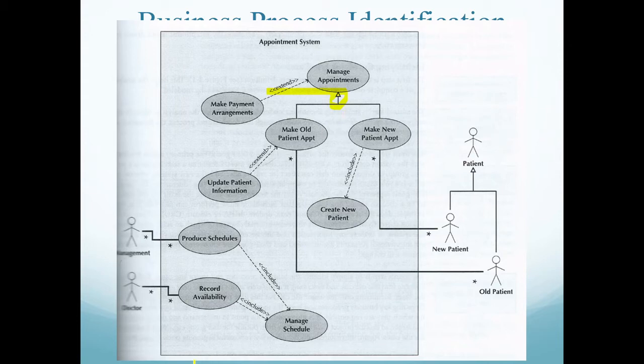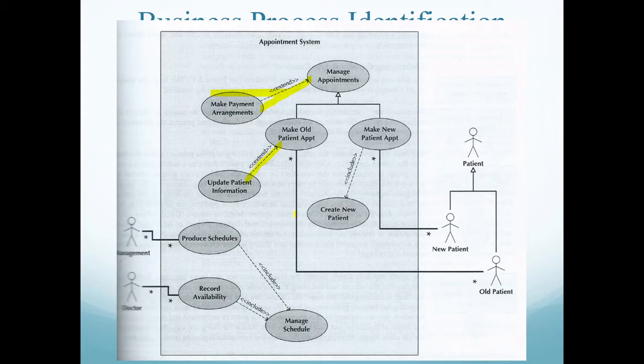Then another concept we may think about is this extend relationship. This extend relationship is applied only for use cases, between two or more use cases. Let's think about this example. This is much easier to understand. So let's think about the make old patient appointment and update patient information use cases. Here we have two use cases.